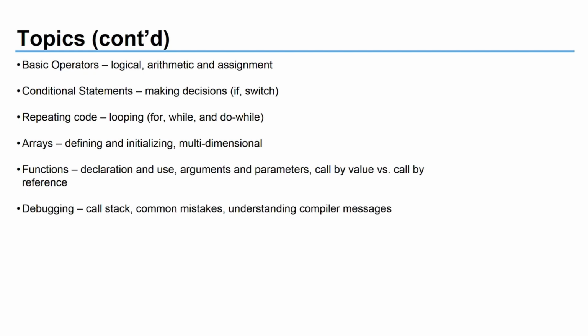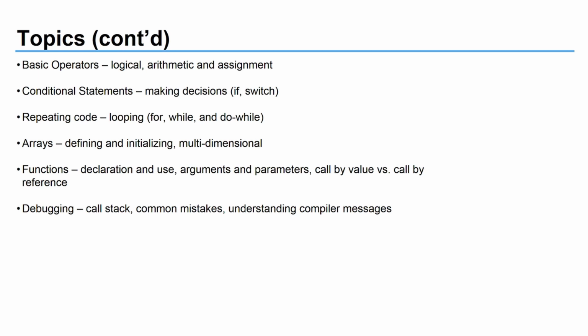Debugging. Debugging is a vital concept and essential for all programmers. It's this idea of finding and fixing your errors. We're going to discuss the call stack, which can show you if your program crashes, where it crashed. Very important concept. I'll provide you with common mistakes that many C programmers make so that if you do see these mistakes, you'll understand how to fix them.